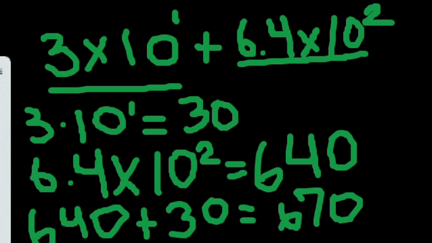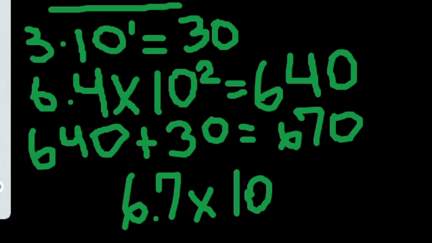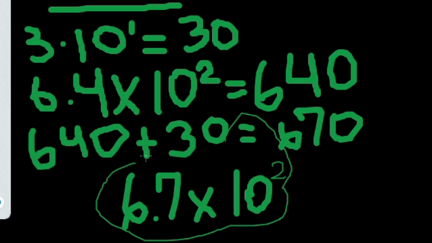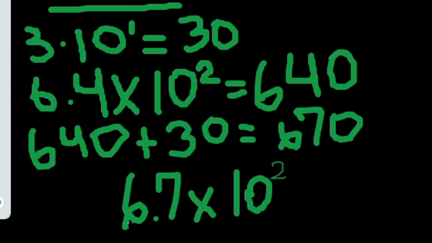Now that we have 640 and 30, we are going to add them both together to see what we get. The answer is 670. After adding both answers together, it is time to put the final result in scientific notation form. In notation form, this would look like 6.7 times 10 to the second power. So, the answer is 6.7 times 10 to the second power.